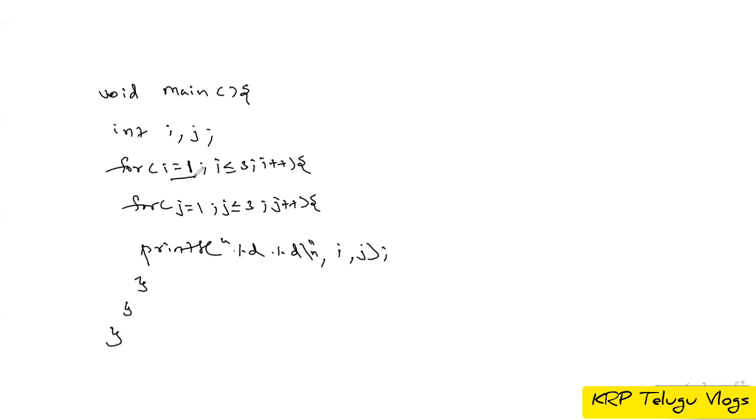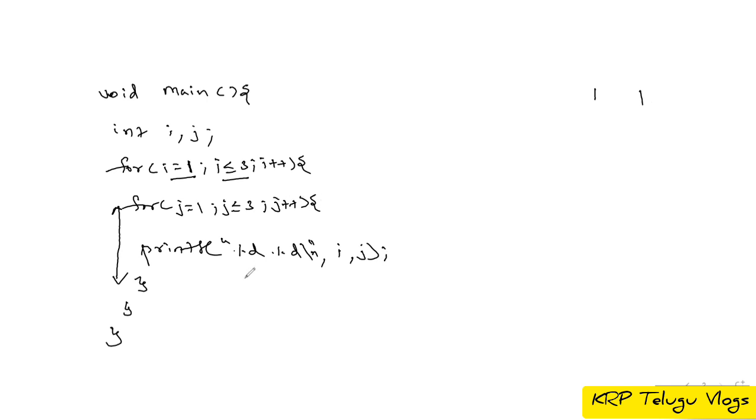First, initially I value is 1. So 1 is less than or equal to 3. This is true, correct? What is I value? I value is 1. So now it goes to the subloop. Subloop is this one. For j is equal to 1, j value is also 1, j less than or equal to 3 is true. So what will it print first? 1 comma 1. I value is 1, j value is also 1.